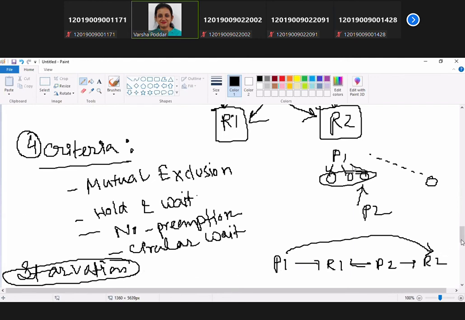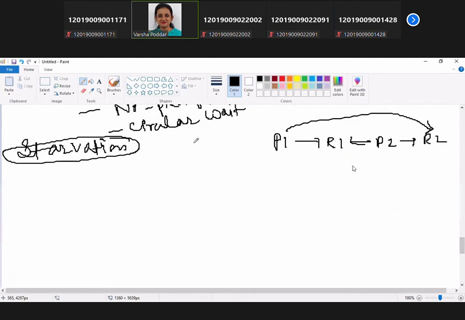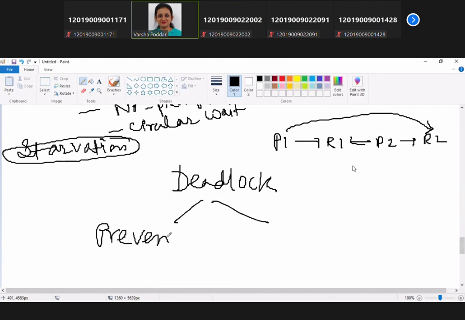So to work with deadlock, we have deadlock prevention and deadlock avoidance. What is prevention? Prevention means I will do the allocation such that deadlock will not happen, right? And deadlock avoidance means I will take some measures so that we can avoid deadlock.